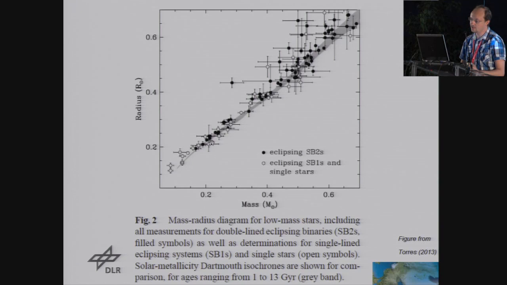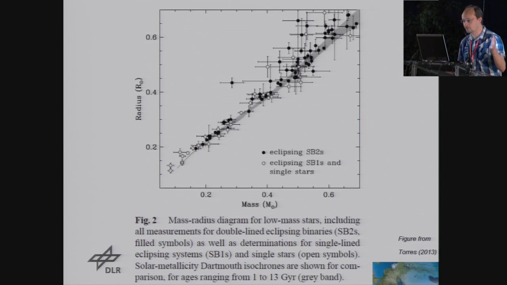And this gray area are the isochrons from 1 gigayear to 13 gigayears. And you know that the stars are evolving from these isochrons upward when they leave the zero-age main sequence. So there are many stars which are not in the gray area, which means that they should be older than the universe, which is strange.